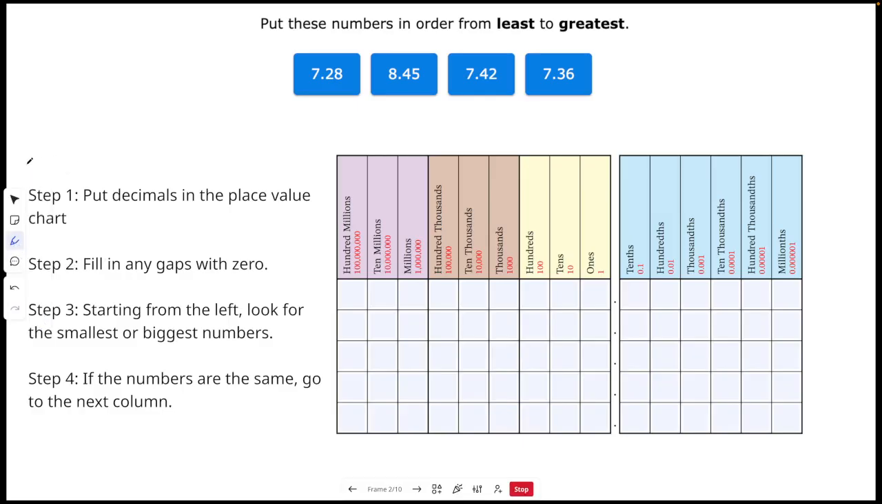So here we go. We got decimals. It says put these numbers in order from least to greatest. Make sure you pay attention to whether it says greatest to least or least to greatest, because they'll flip that on you. Okay. And so we have our steps here.